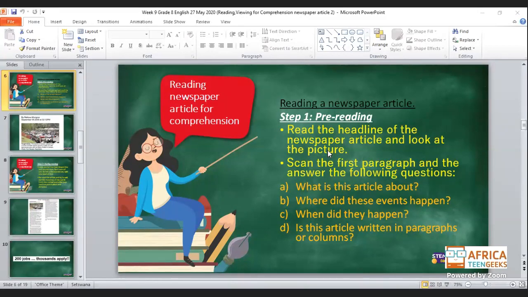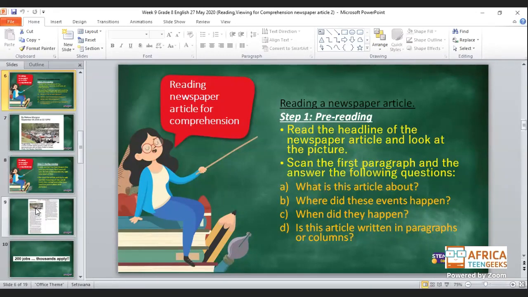All right. So you scan the first paragraph and you answer the following questions. What is this article about? Where did these events happen? When did they happen? Is this article written in paragraphs or columns? So okay, let us do that. Let us scan the first paragraph.